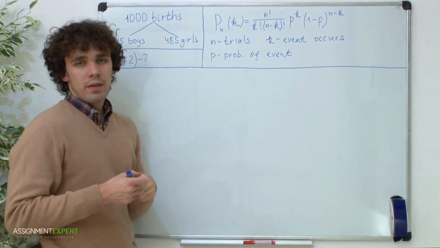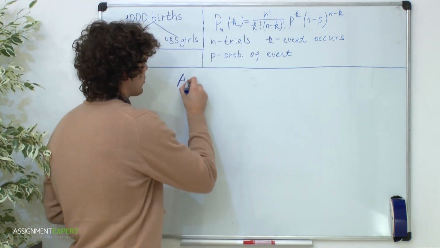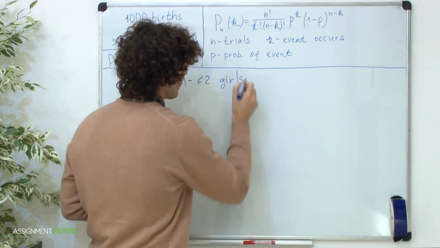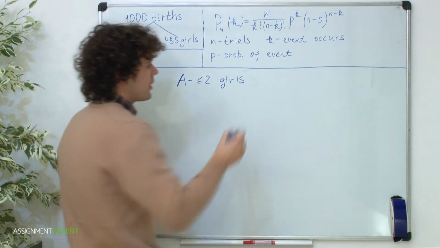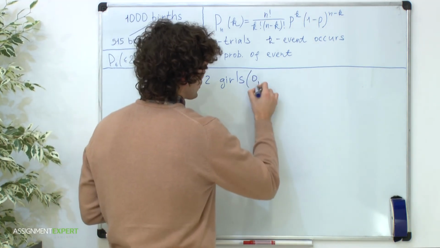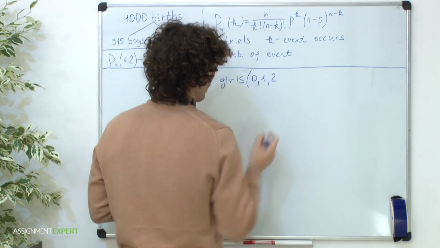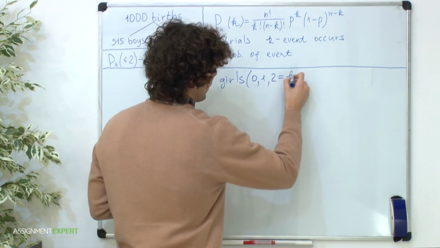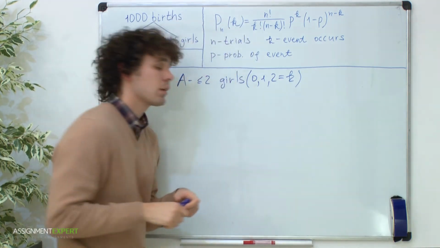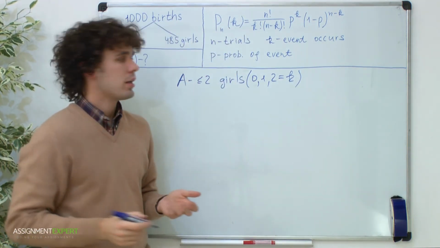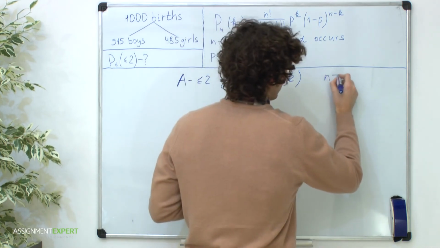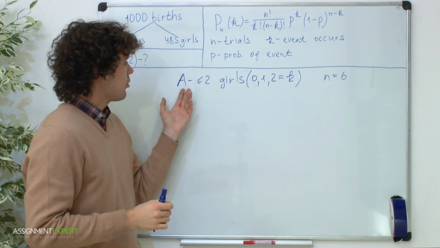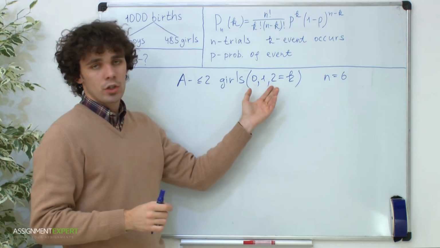In our case, the event of interest, A, is when there are no more than 2 girls in the family. Which means that there can be 0, no girls, 1 or 2 girls in the family. And these numbers are coefficients k in our formula. The number of children in the family is the number of trials, so n equals 6. Event A will take place if one of these outcomes occurs.